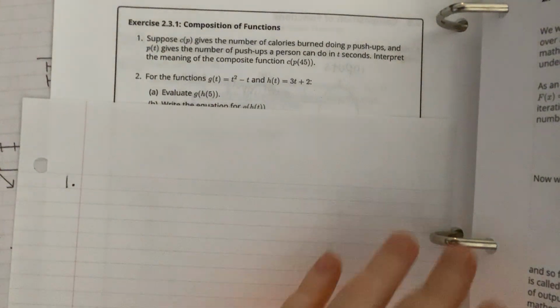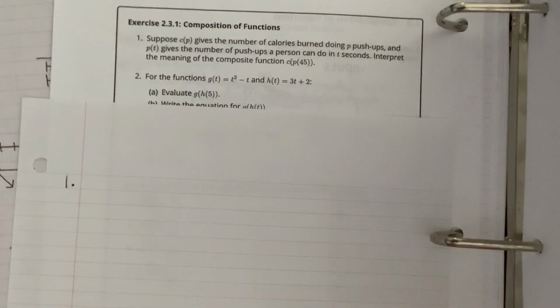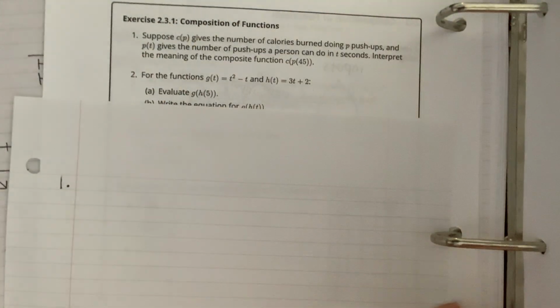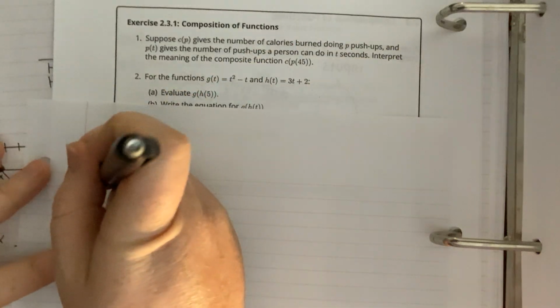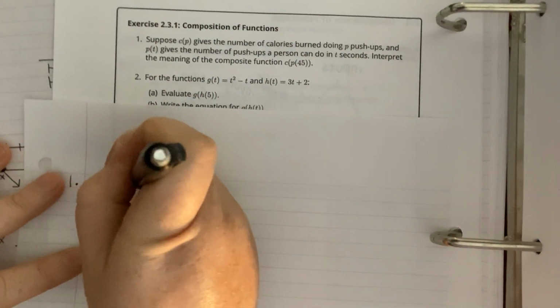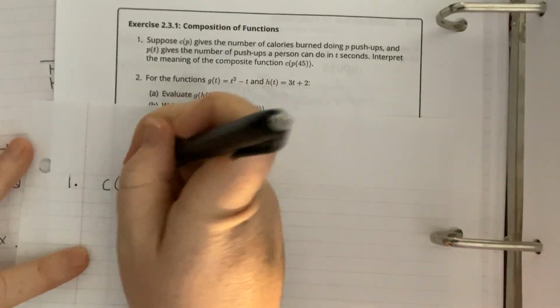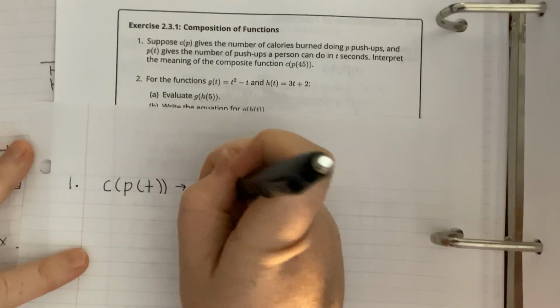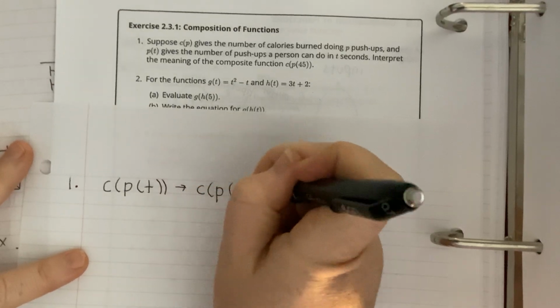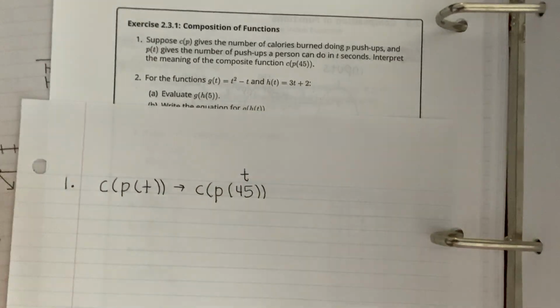On this one, it says, suppose C of P gives the number of calories burned by doing push-ups, and P of T gives you the number of push-ups a person can do in T seconds. So it's telling you to take your P of T equation and plug it in for that first equation. So this is giving you C of P of T. And I'm plugging in the number 45. So 45 is your T value.